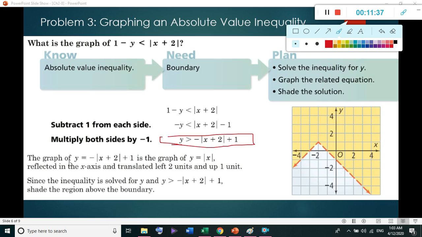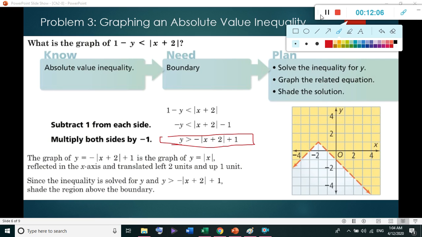Okay, the graph of y is the graph of y equals the absolute value of x, but then reflected in the x-axis and translated 2 units to the left and 1 unit up. That's right, as we said. Since the inequality is solved for y and has a greater than sign, shade the region above the boundary. Obviously, it's going to be greater than this, or you can substitute 0, 0 into the equation.